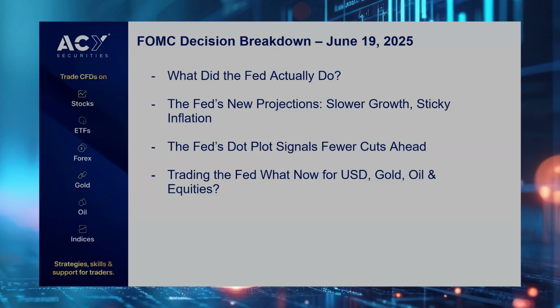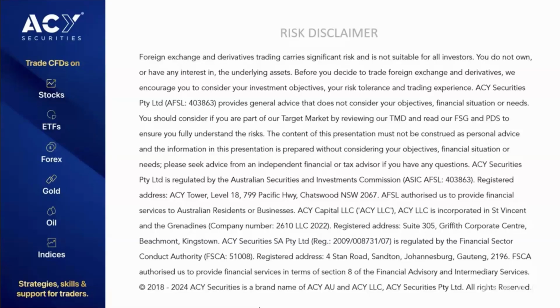first. Then we're going to go into the Fed dot plot signal that is basically showing fewer cuts ahead. I think I showed yesterday the CME FedWatch tool, and that was expecting 2 more cuts until the end of this year, until the end of 2025. And actually, it's only expecting 1 now. So we're going to understand why that is, and then, of course, try to understand a little bit more in a sense of how to position about that. And then trading the Fed: what now for the dollar, for gold as well, and equities.